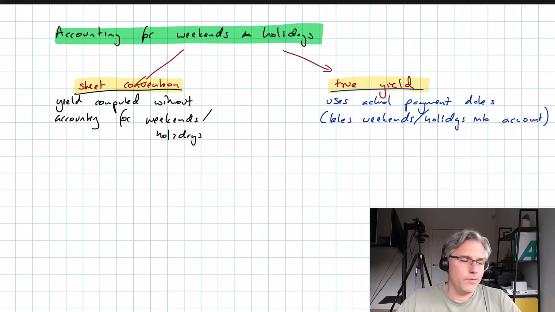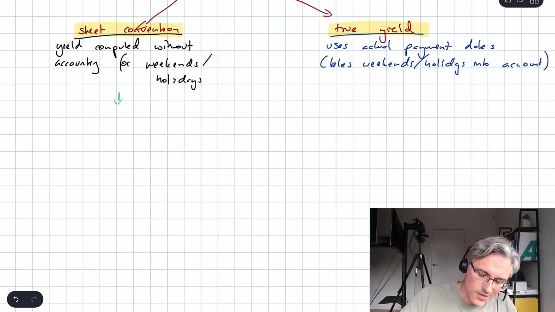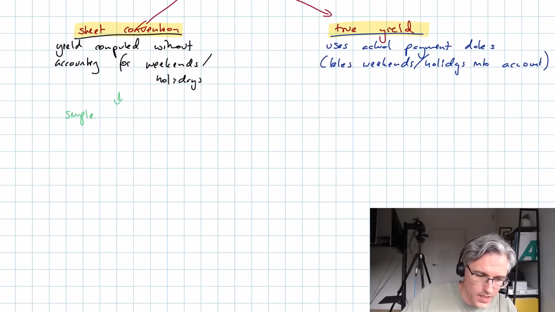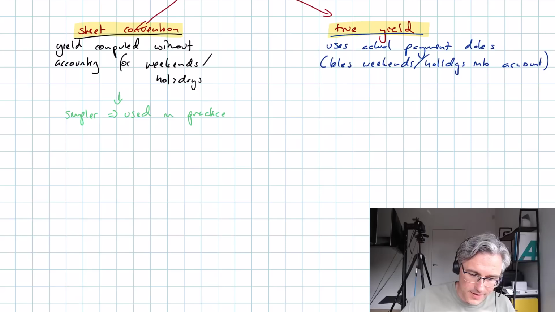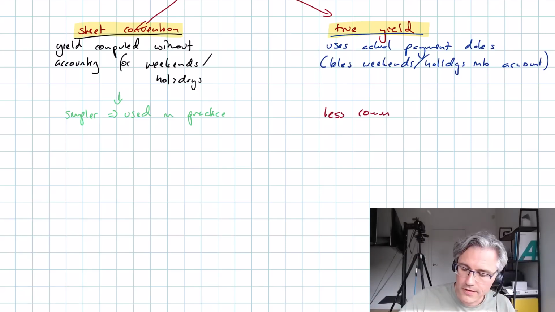So if the payment happens on the next Monday, after a weekend, we will use the date for the Monday. That's what you can, for example, do in Excel using IRR to compute the yield to maturity, the formula. Now, obviously, the street convention is the simpler of the two approaches. So it's widely used in practice. This one is used less commonly, although I've seen it used, especially with government bonds, for example, where I come from.